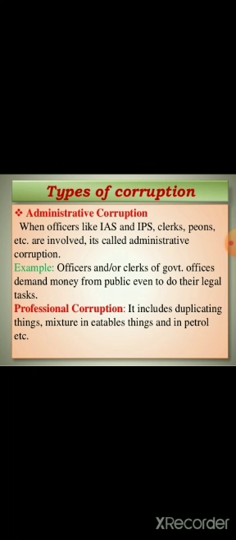Second one, administrative corruption. When officers like IAS and IPS, clerks, peons, etc. are involved, it is called administrative corruption. Example: officials and clerks of government offices demand money from the public even to do their legal tasks. Next, professional corruption. It includes duplicating things, mixture in eatables, things and in petrol.